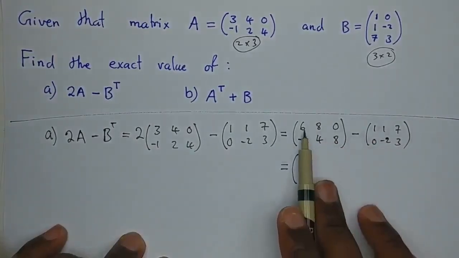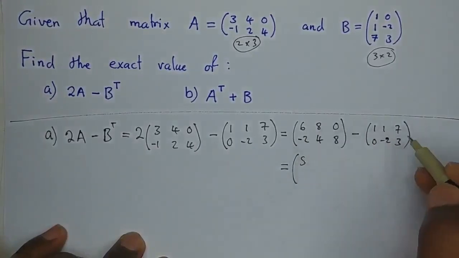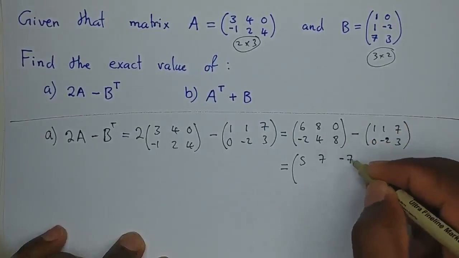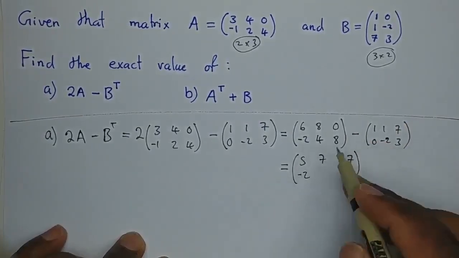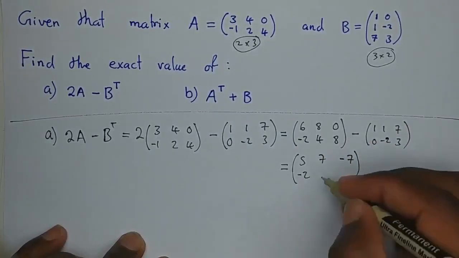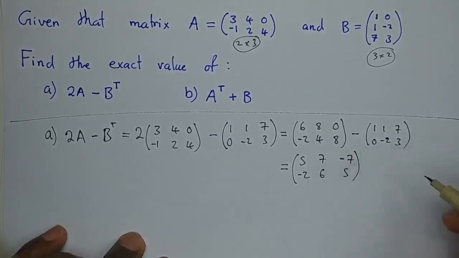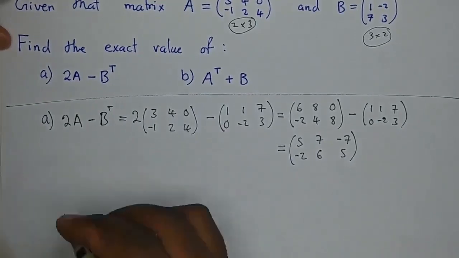Okay, so now let's subtract the two matrices. 6 minus 1, we get 5. 8 minus 1, we get 7. 0 minus 7, we get negative 7. Negative 2 minus 0, we get negative 2. 4 minus negative 2, we get a positive 6. 8 minus 3, we get 5. So this is the value of that expression. Okay, let's find the next one.